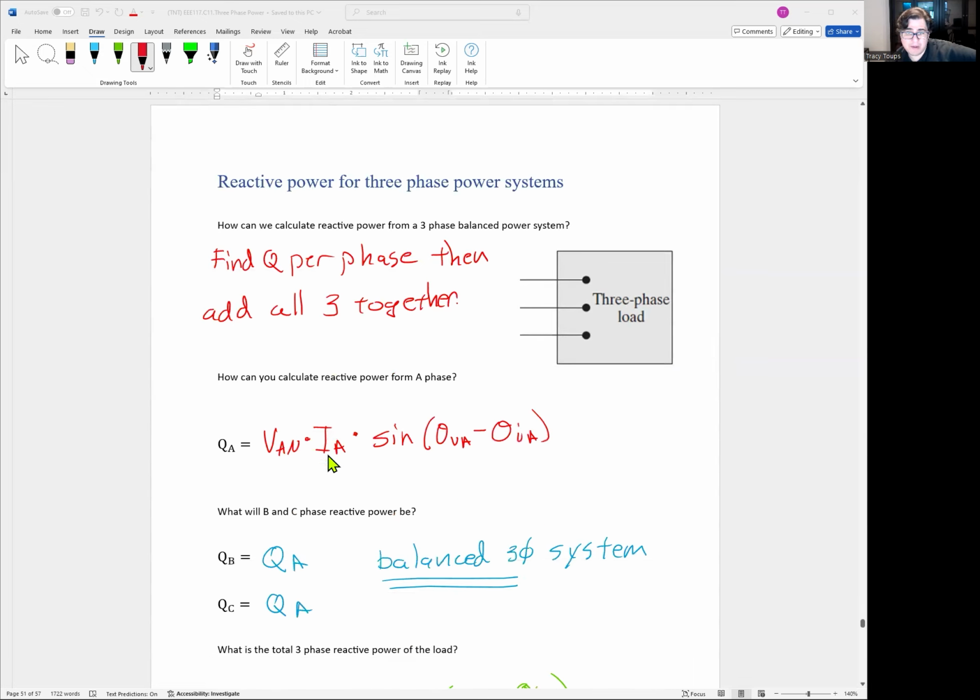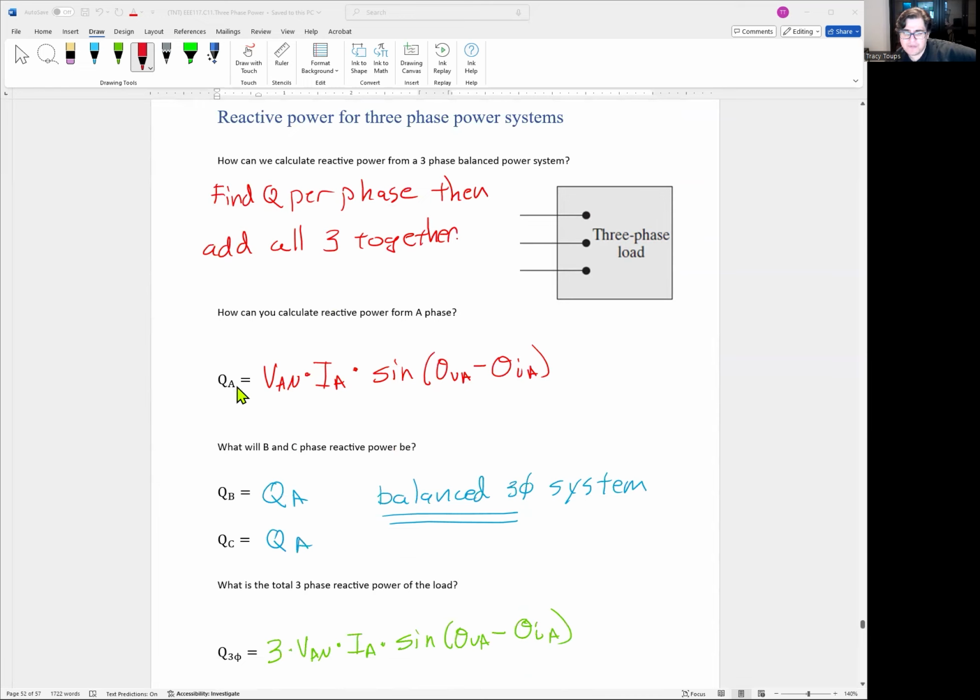What about reactive power? Same thing. Find Q per phase, add them all together. Q of A phase is VAN. Again, look, make sure you're using phase and neutral voltage times IA times sine theta VA minus theta IA. Okay, this is the reactive power from one impedance of the different phases. So in a Y-connected load, this is the reactance for A phase. B and C phase will follow suit because it's the same impedance, same voltages, same currents.